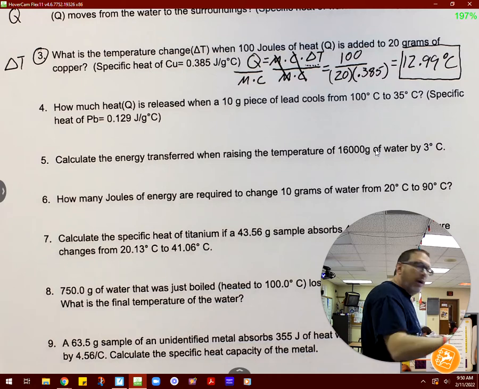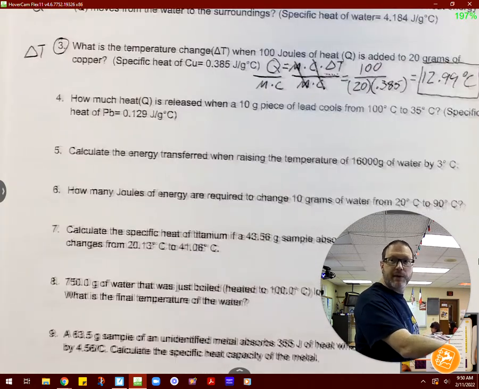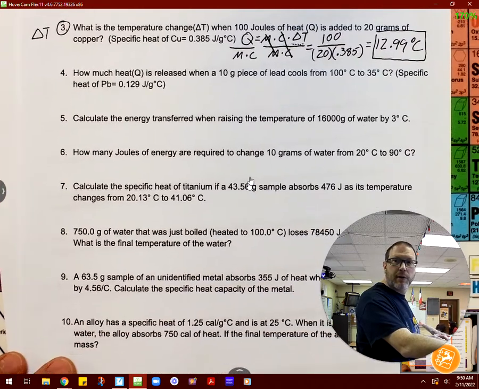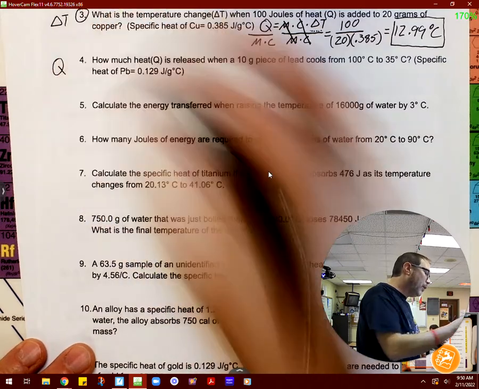All right. Let's continue on down. Let's look at number 4. What does 4 want us to find? How much heat is released? Okay. For how much heat is released, that's another one where we are solving for Q.